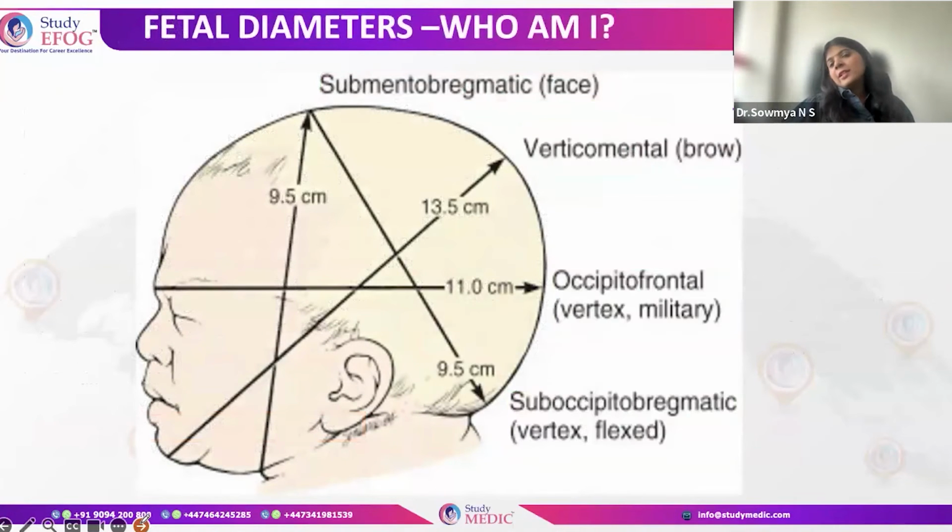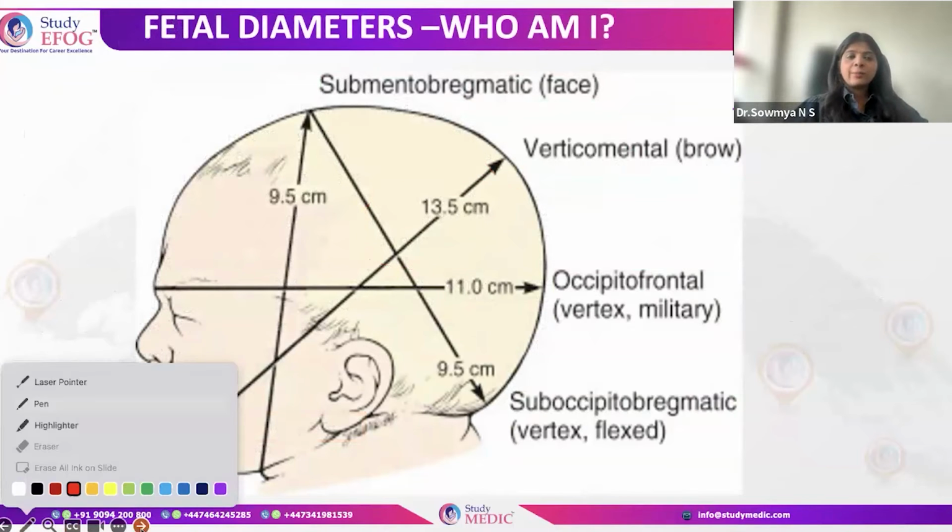Obviously, you guys need to know which diameter goes where. The engaging diameters, the basics. Sometimes they could ask you this, which I was mentioning. There is no mechanism of labor for this. The cesarean section is the best bet for that.